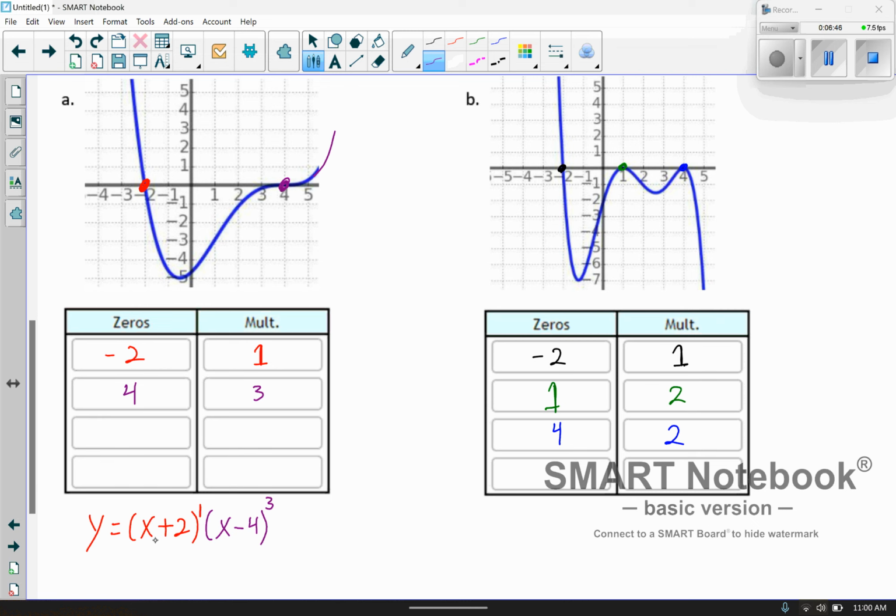Because right there you can see where the zero's at, and the multiplicity is just referring to the power of that factor for that 0.